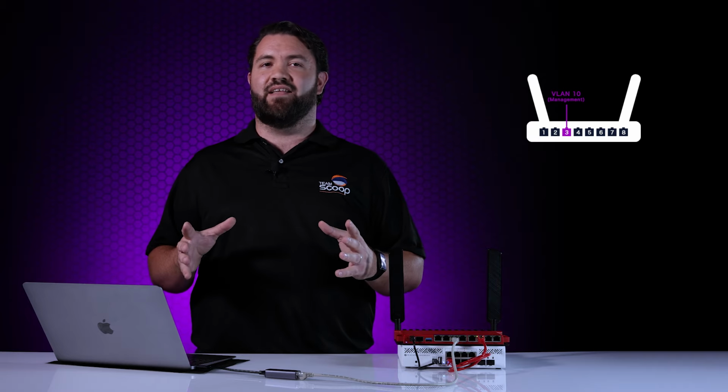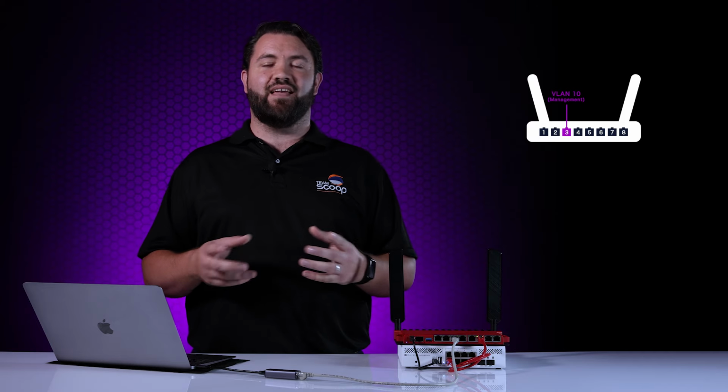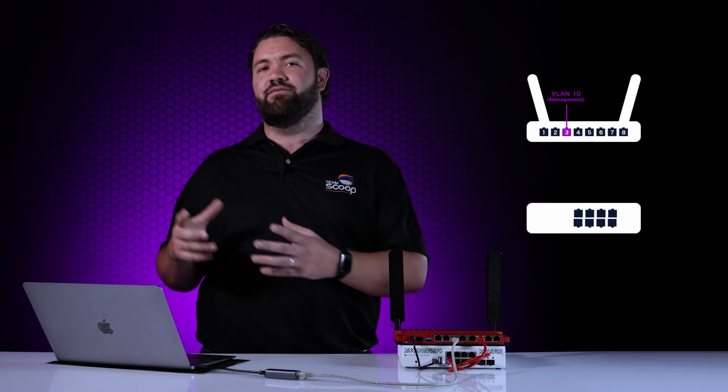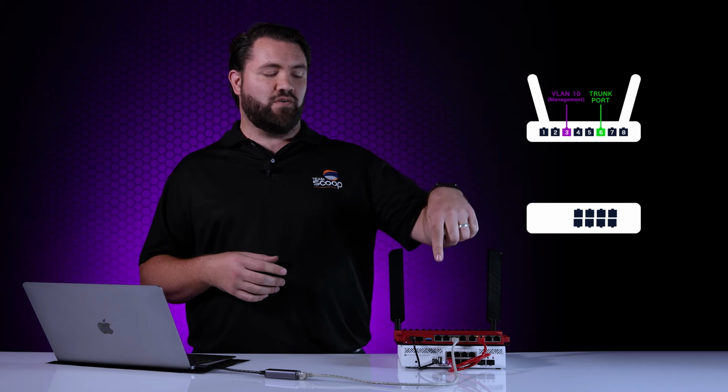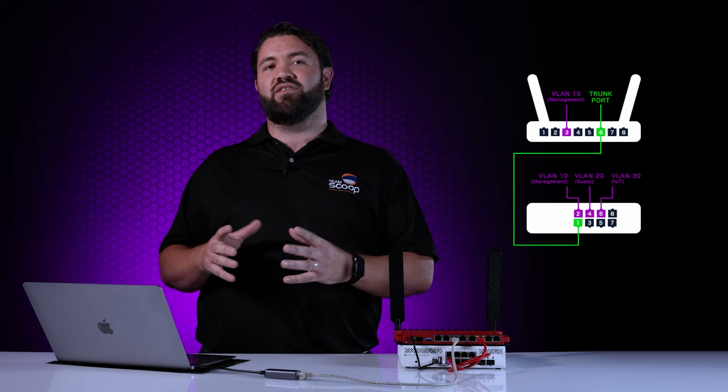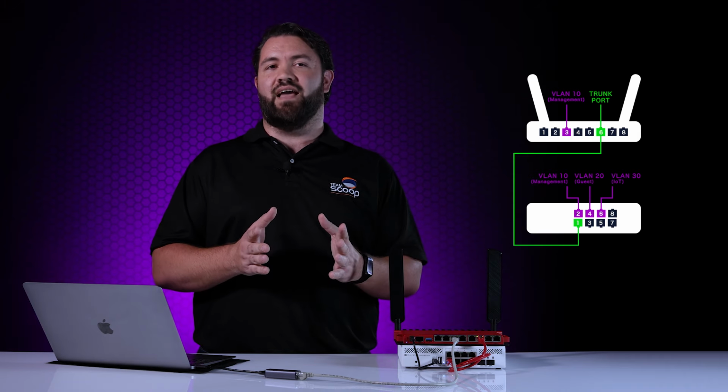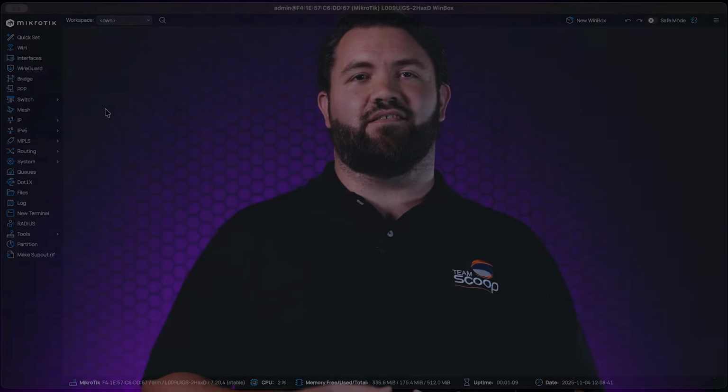In the first config, we'll create a management VLAN to provide IPs on Ether 3 of the L009. All other ports are going to hand out the default network range. Secondly, we'll create more VLAN networks, 20 for guests and 30 for IoT. We'll set a trunk port on the L009 and the CRS310 switch, and then configure ports on the switch to connect to specific VLANs. Right, let's start.